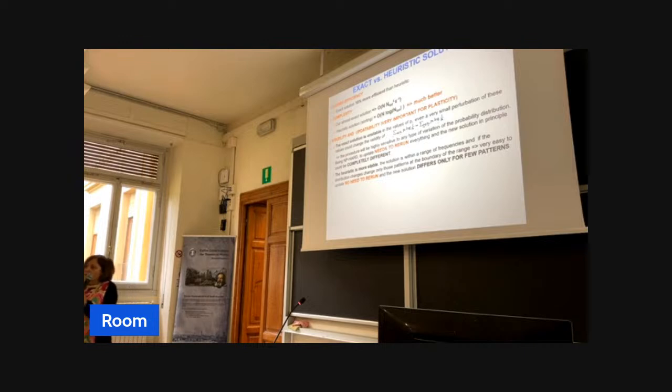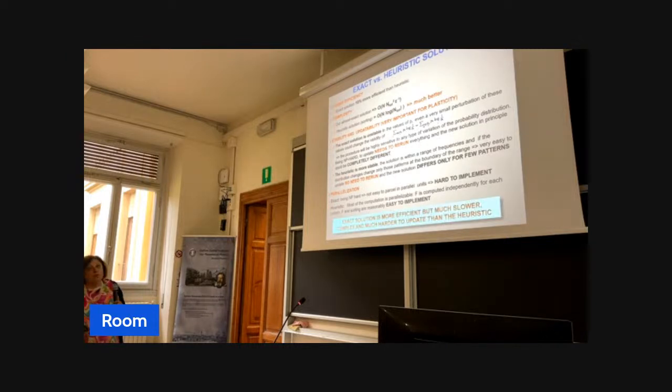And possibly it comes out with a completely different solution from the previous one. So small differences in the probability of occurrence of features in the world can produce very different solutions, and this would require a reorganization of the entire map, while the heuristic is much more stable. We don't need to rerun, and it's also easier to implement with a parallel system. The exact solution is more efficient, but much slower, more complex, and harder to update than the original. So what does the visual system choose for its function? More efficiency or more adaptability?